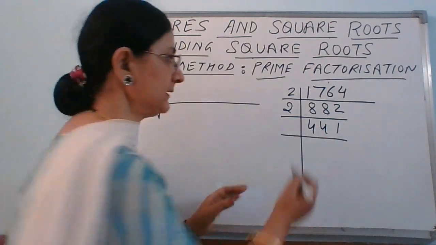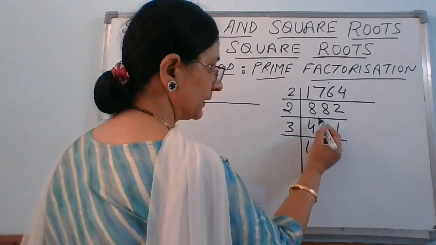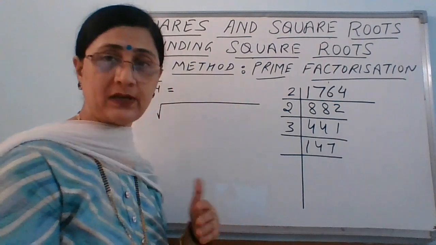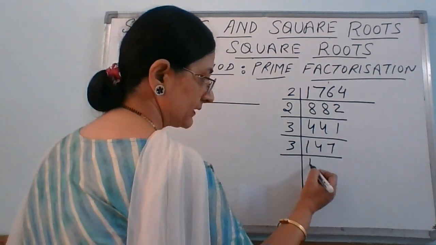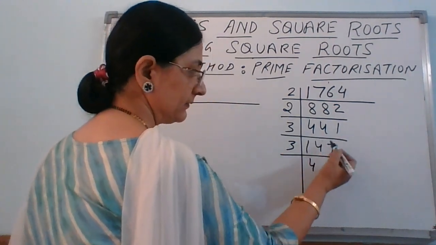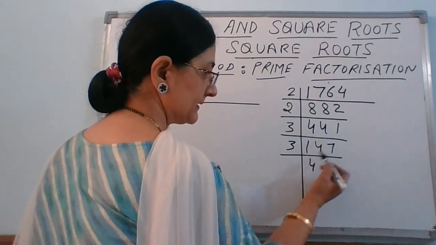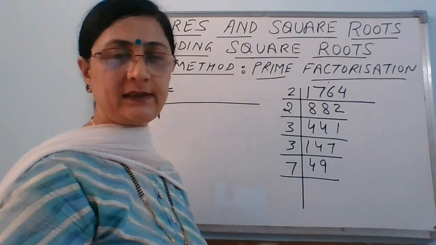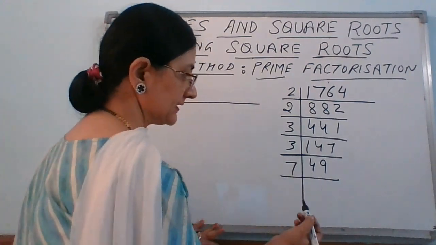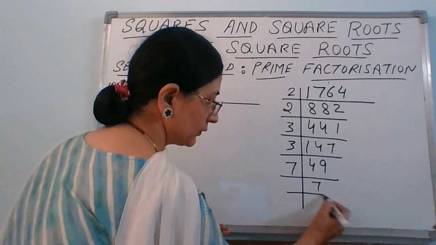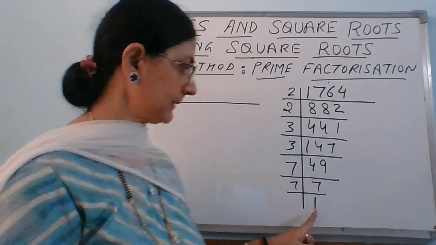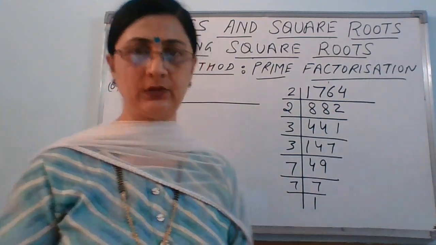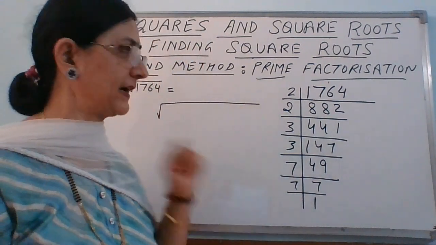We'll try with 3, right? So let's see with 3. 3 1s are 3, 14. 3 4s are 12, 21. 3 7s are 21. Again let us try with 3. 3 4s are 12, 27, 3 9s are 27. Now it will be 7, because 49 cannot be divided by 3. So 7 7s are 49 and 7 1s are 7. Continue until 1 comes here, right? So this is called prime factorization, like taking the LCM. So these are its factors, right?